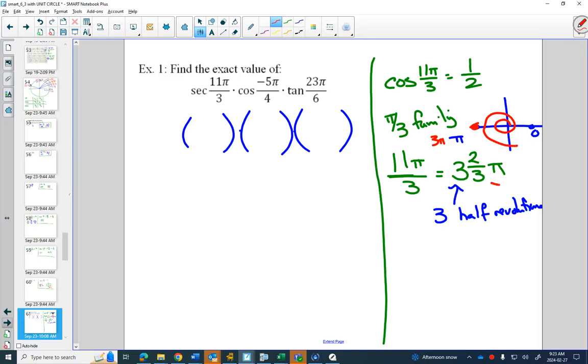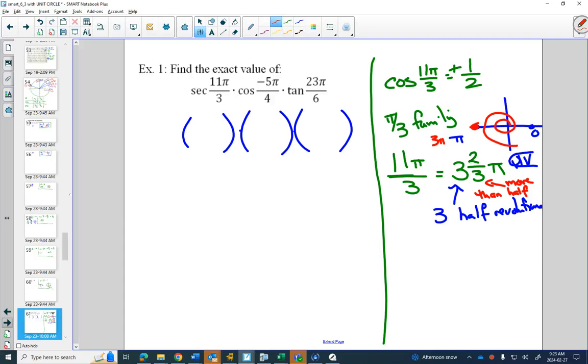And I need to go another 2/3. 2/3 is more than half. So in the next revolution of pi, and pi is a half revolution, I need to go more than a half of that half revolution. That's going to get me into quadrant 4. And I did all of that work to put a plus sign there. I now know it has to be positive 1/2 because cos is positive in quadrant 4 according to my CAST rule.